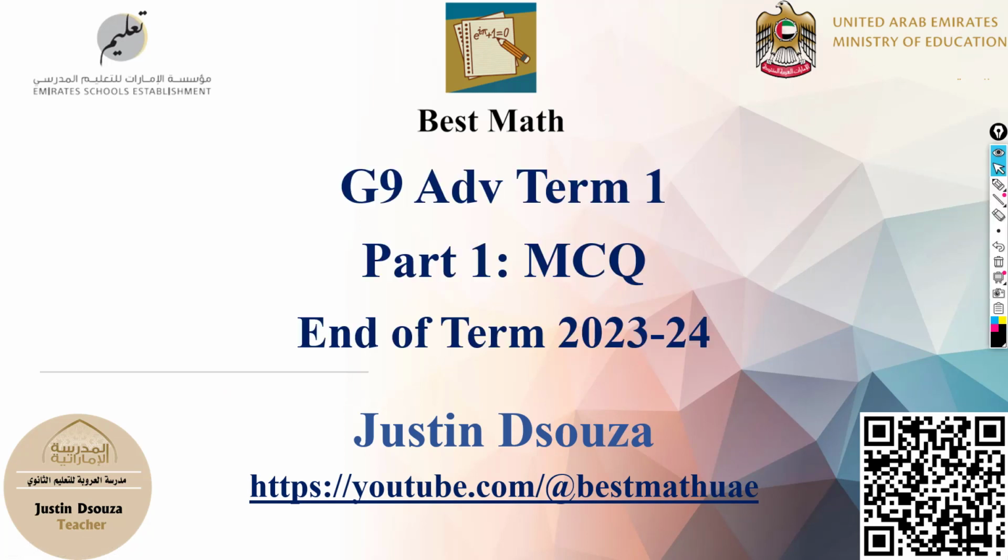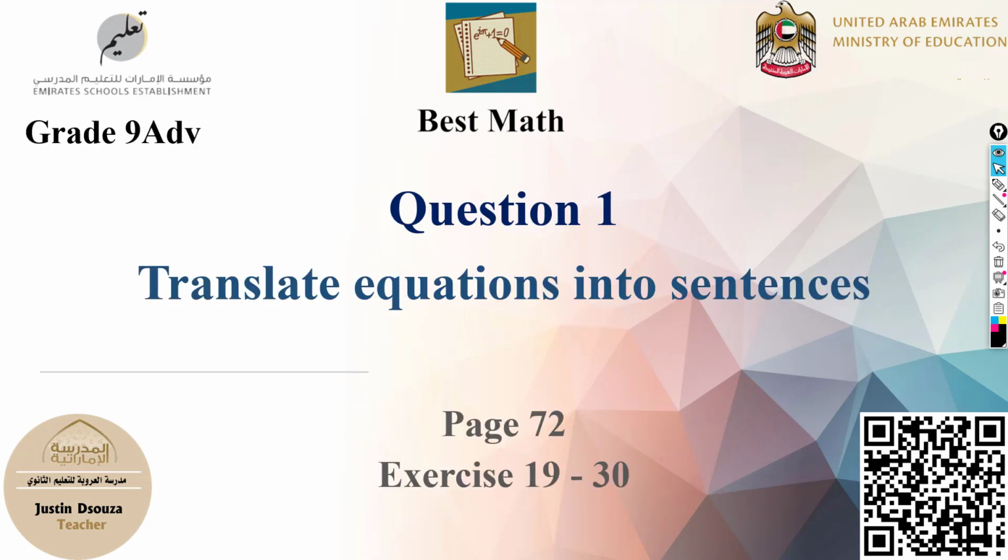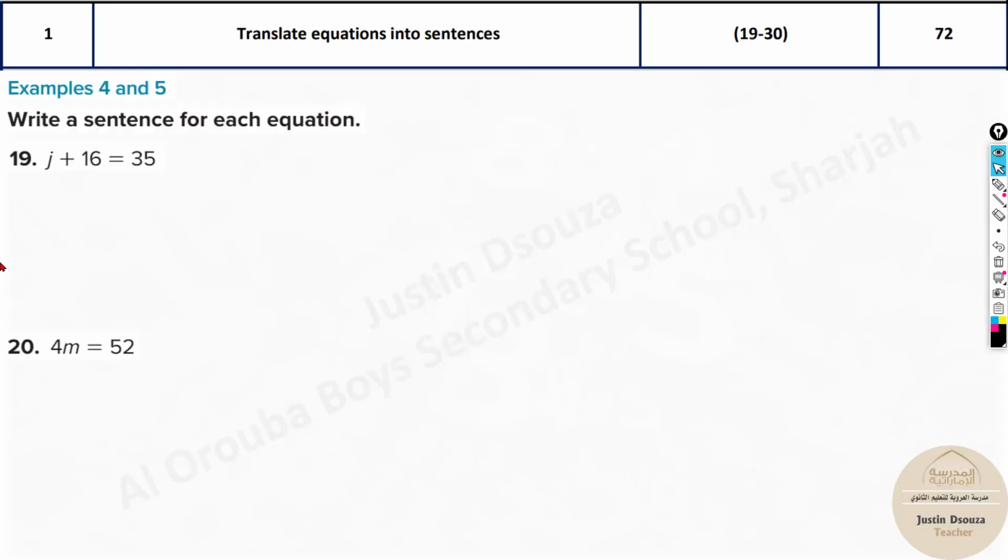Hello everyone. Now we begin with part 1, that is the MCQ part for grade 9 advanced. The first question is to translate equations into sentences. How this works is very simple. Look at this equation. Read it out. What is there? It is J plus 16, the number 16, which is equal to 35. That is it. That is the answer.